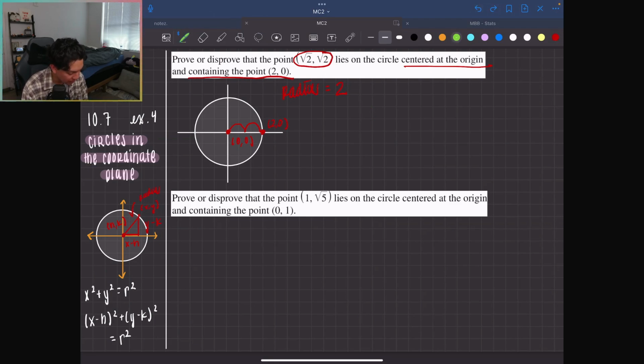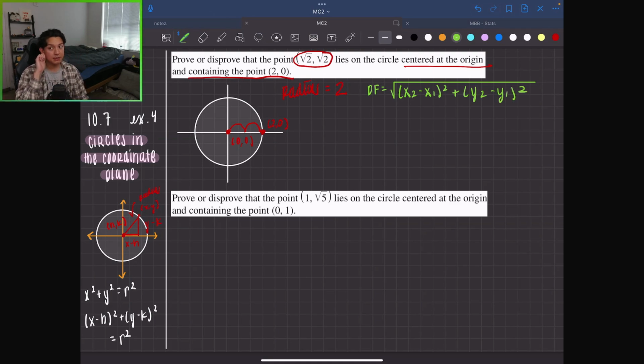The distance formula, again, df means distance formula, is the square root of the difference of our x values, x sub 2 minus x sub 1 squared, plus the difference in our y values, y sub 2 minus y sub 1 squared. So let's go ahead and substitute these values.